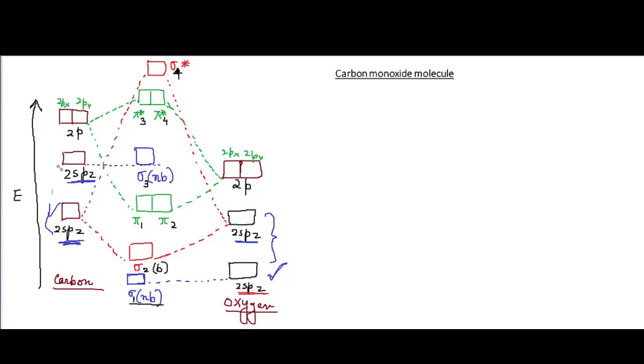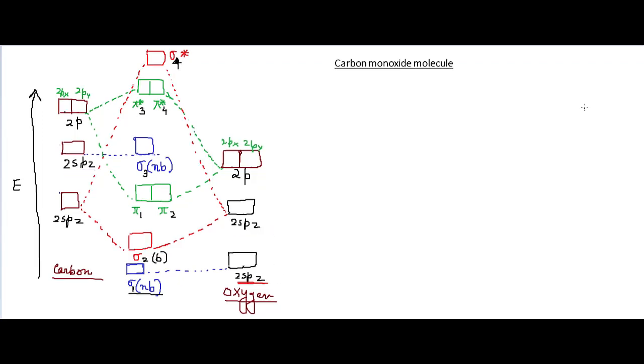So hope you are not getting confused, and hope this is easy to understand and all the explanations are clear. Now what remains? Only the filling of electrons. So now we will fill the electrons in the respective atomic orbitals and the molecular orbitals. Okay, now starting with the atomic orbitals. Since we have hybridized orbitals, first let us see how to fill them.